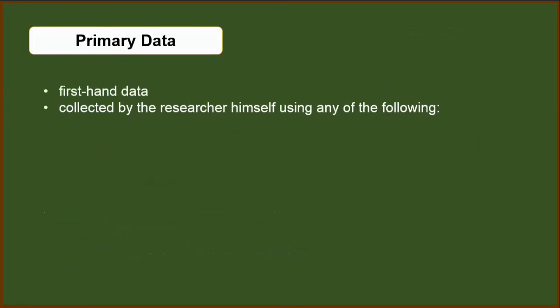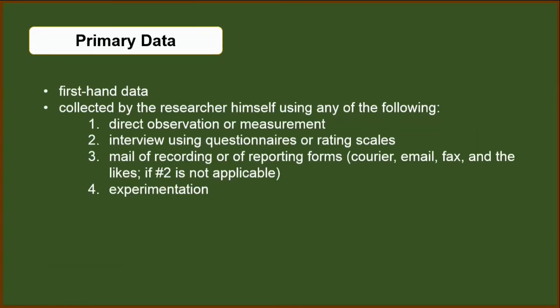Let us also recall the concept of primary data. These are first-hand data collected by the researcher himself using any of the following methods. First is direct observation or measurement. Next is through interview using questionnaires or rating scales. Third is through mail, by recording or reporting forms. This is done if number 2, interview using questionnaires or rating scales, is not possible.